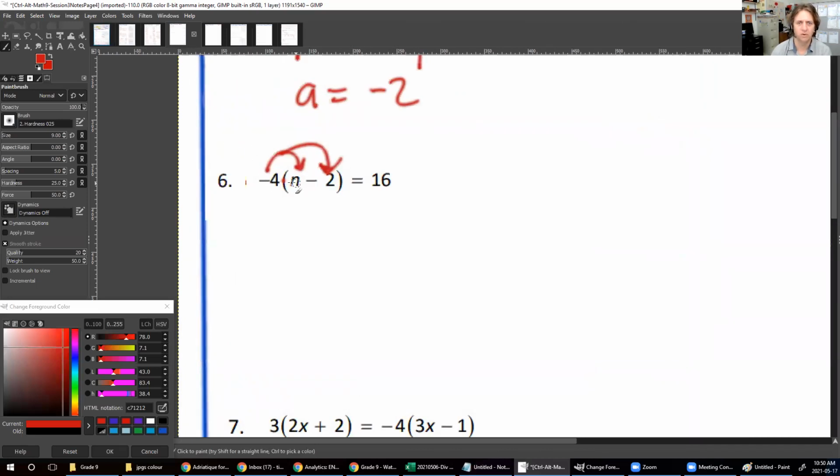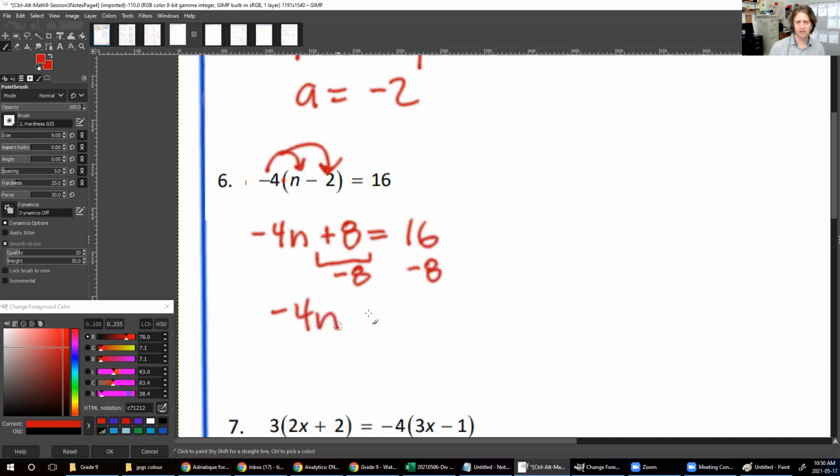So I'm going to do negative 4 times n gives me negative 4n. Negative 4 times negative 2 gives me a positive 8. It looks like that last question I just did. And this side doesn't change yet. Okay, now we're back to square one again, where we were on the first page. Let's get rid of this. The opposite of adding 8 is subtracting 8.